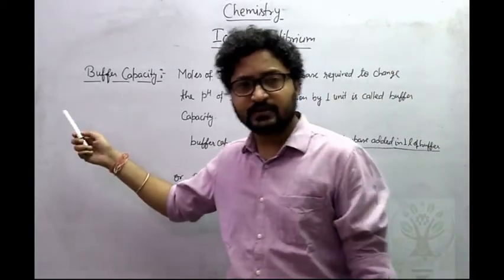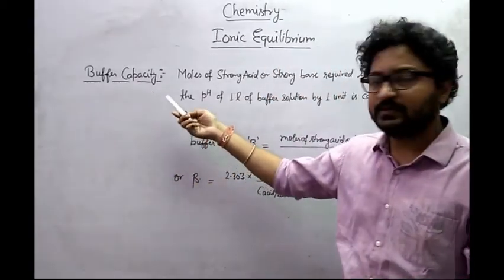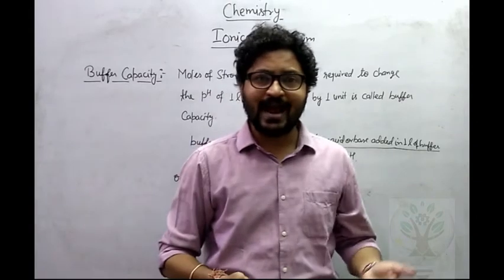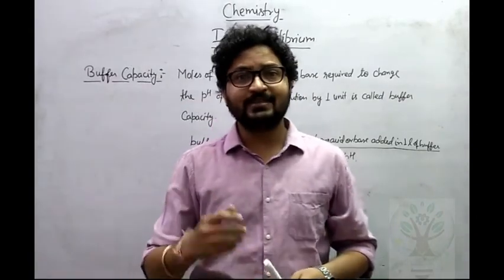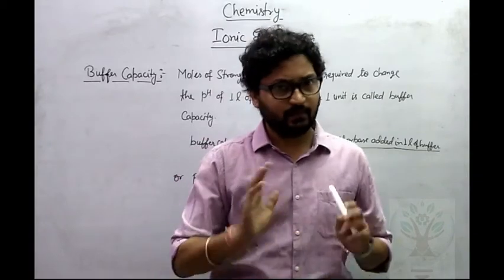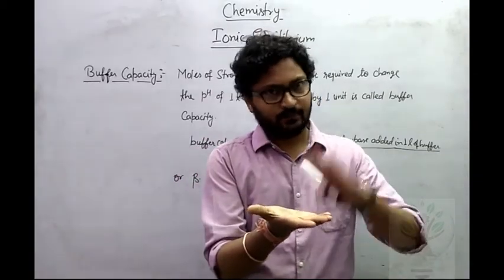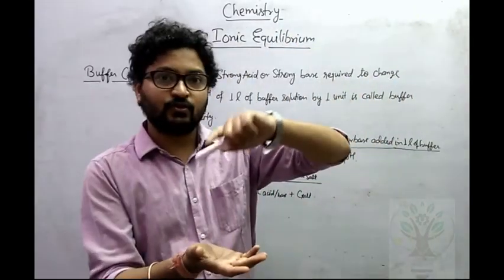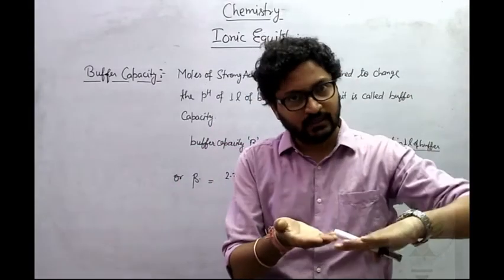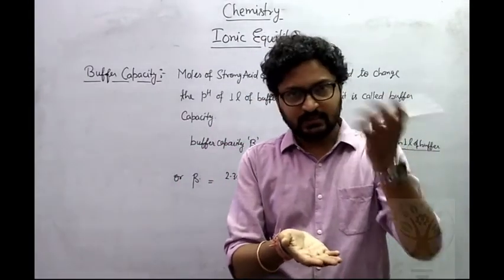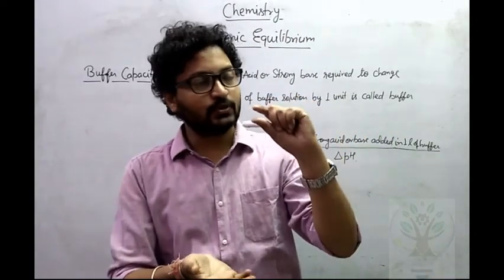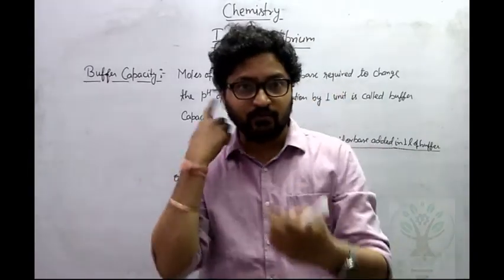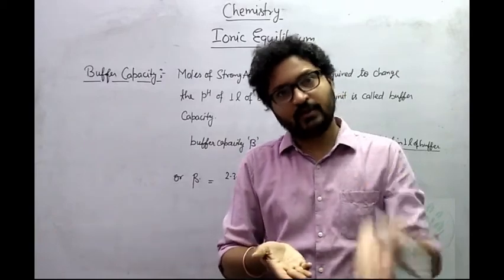For example, let's understand buffer capacity. How do we define it? We define it as the moles of strong acid or strong base required to be added to a 1 liter solution of buffer so that its pH changes by 1 unit. What is the meaning? You have a buffer of 1 liter volume. Now add a strong acid or a strong base. If you add strong acid, pH will decrease. If you add strong base, pH will increase. So the moles of strong acid or strong base required to change the pH of this solution by 1 unit, either a 1 unit decrease or a 1 unit increase.